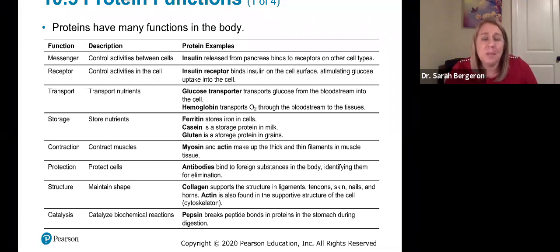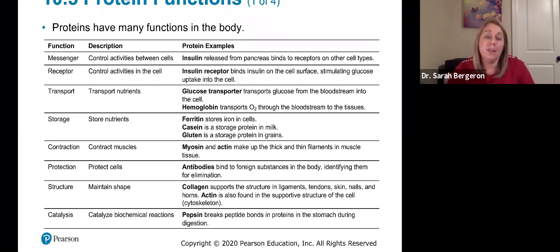You have things that maintain the shape of our cells, like collagen, right? We said you have to have certain collagen inside of your skin so that you don't get wrinkles. Actin is also a supportive structure. It's like the inside skeleton of a cell, and it helps the cell maintain a certain shape. So we call it the cytoskeleton, cell skeleton.